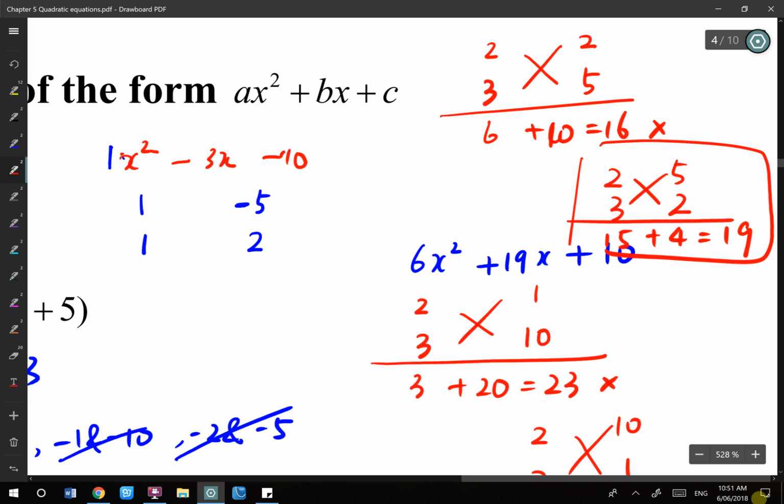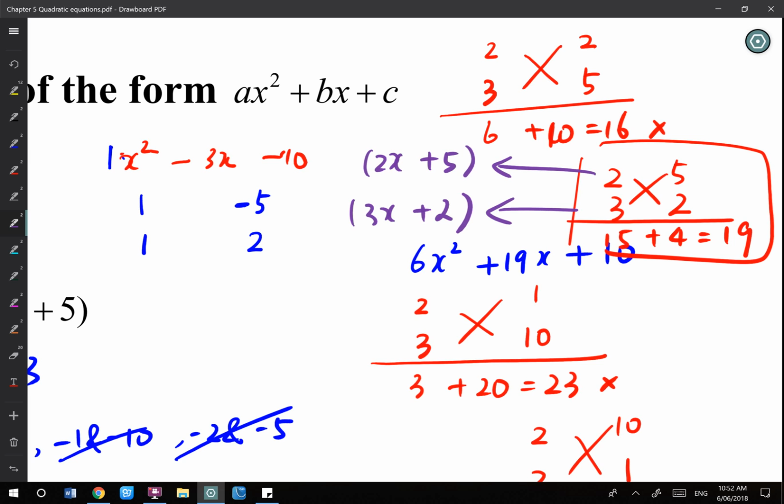So therefore you have 2x plus 5. From this line, the first represents the x and the second one is 3x plus 2. The second number represents the constant. That's how you can factorize it.